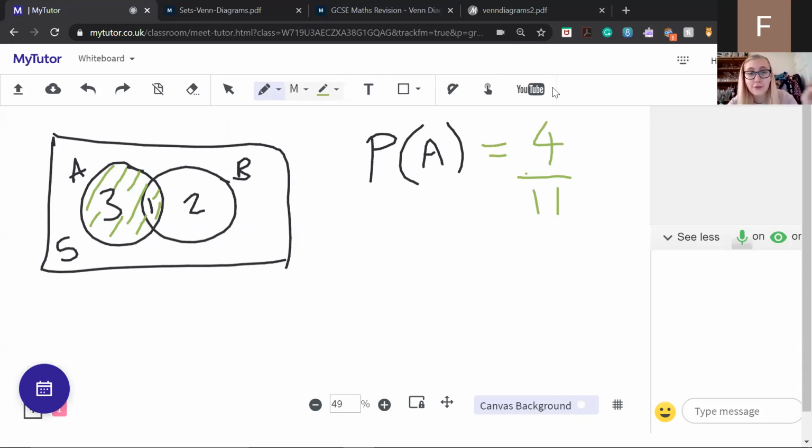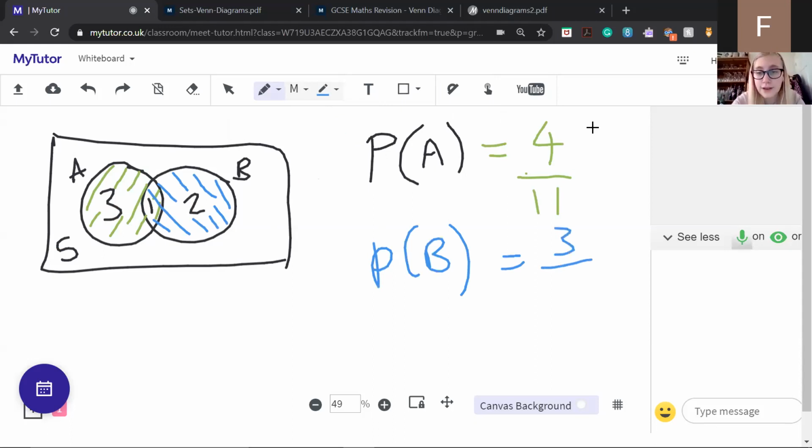So the probability that if we grab a random one of these, it's got a 4 out of 11 chance of being in A. Exactly the same thing with the probability of B. That's just going to be everything in here. So the probability of B is 3 out of 11.